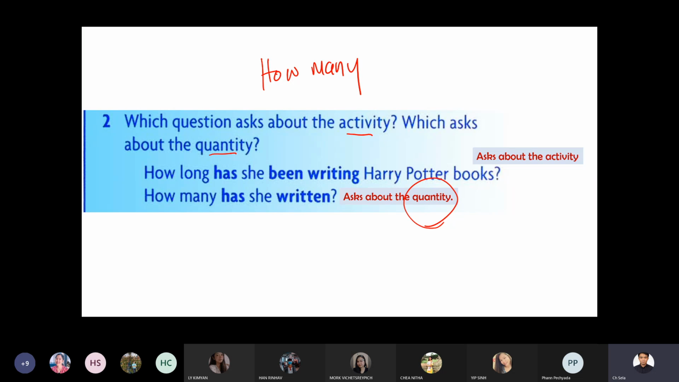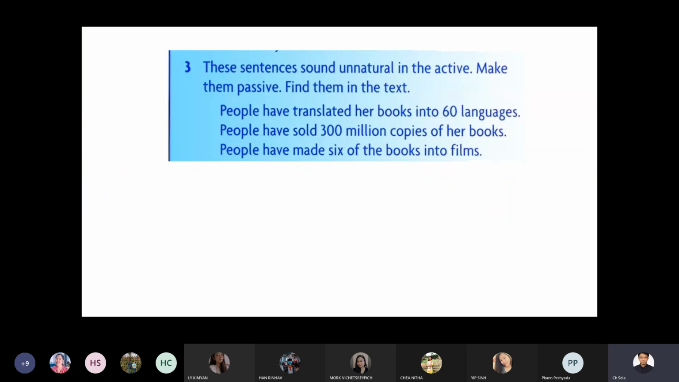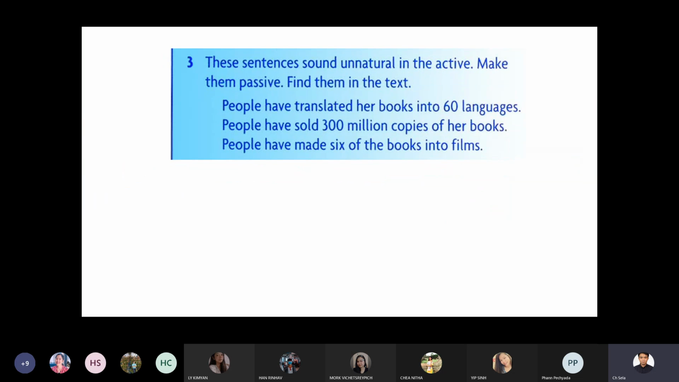No. All right, let's go to the next one. Number 3, these sentences sound unnatural in the active. So it is not unnatural, it sounds incorrect in active. So we have active and passive. Make them passive. Find them in the text. So actually these 3 sentences are all in the text. But you don't need to go back to the text and read, just find out.